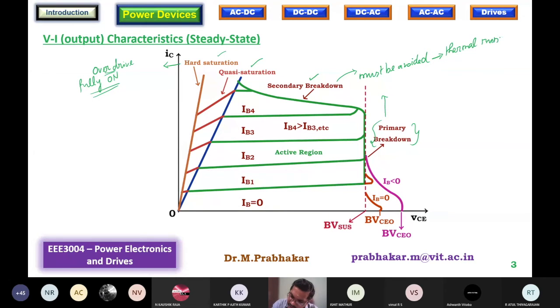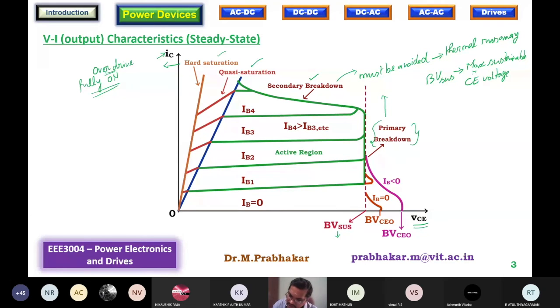What does that thermal runaway mean? When the device is subjected to higher voltage, very high voltage, primary breakdown occurs. That voltage level beyond which the device cannot withstand, that is called as, there are three voltage levels. One is BVSUS. This is called as sustainable maximum sustainable voltage level. Okay, what voltage? Remember, we are looking at collector emitter and the collector current. Fine. So maximum sustainable collector emitter voltage.